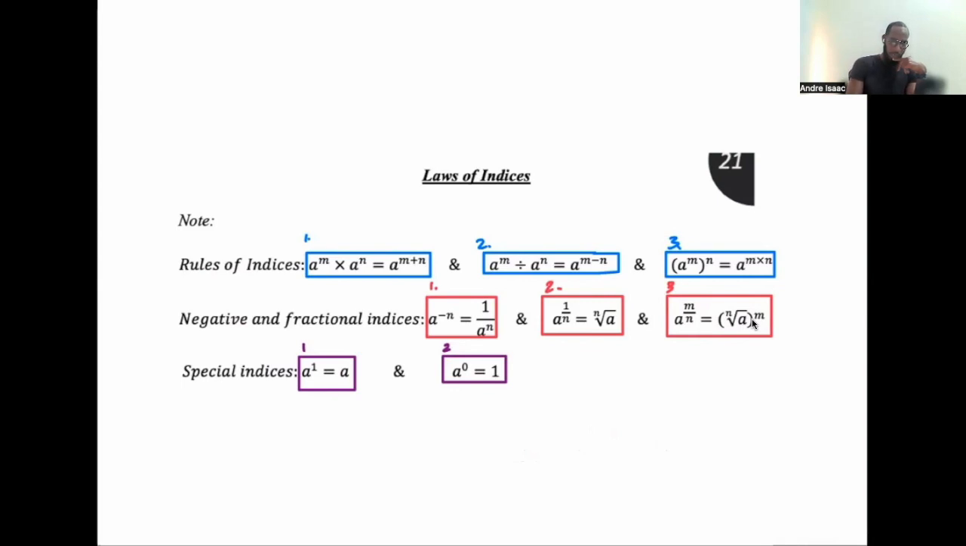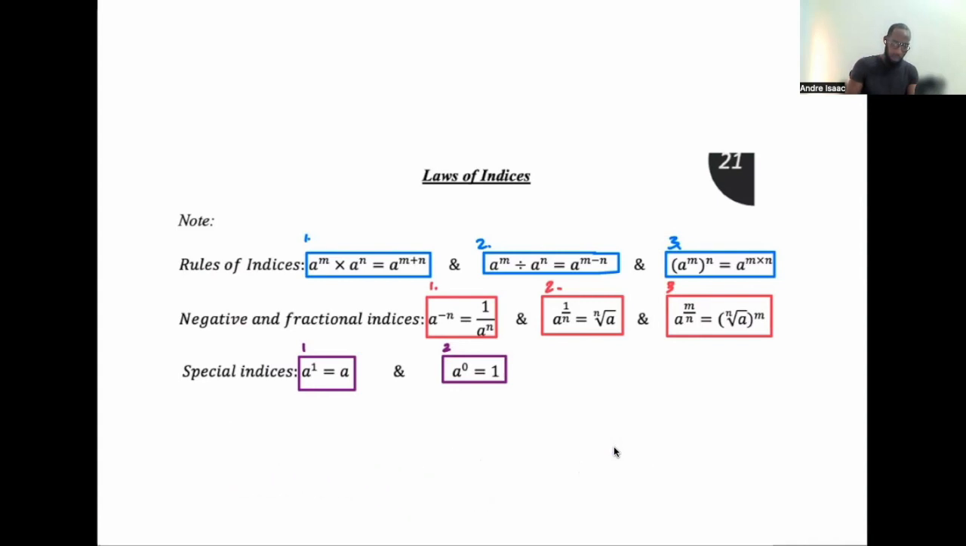Let's look at the purple. All right, so let's look at this one. a to the power 1 is equal to a. So this is simple. 2 to the power 1 is equal to 2, that's all. 3 to the power 1 is equal to 3. It's just understood, you don't have to write the 1 on top. x to the power 1 is equal to x. z to the power 1 is equal to z. You don't have to write the number. That's what it's equal to. All right, so that's that one.